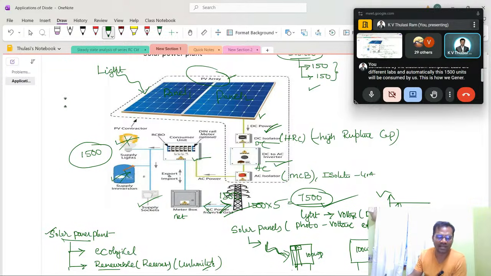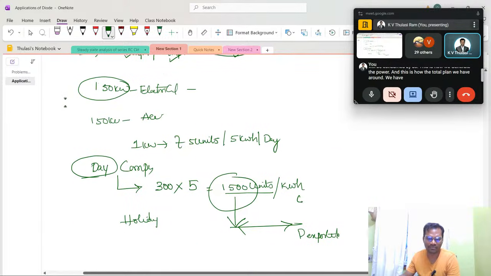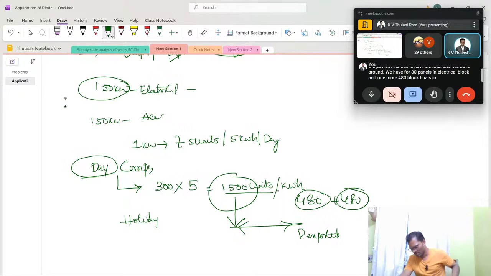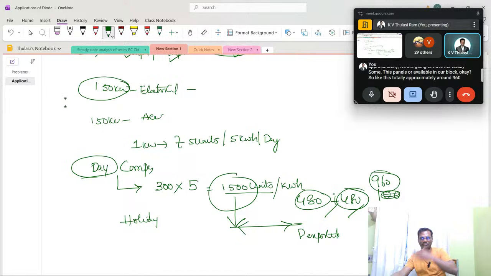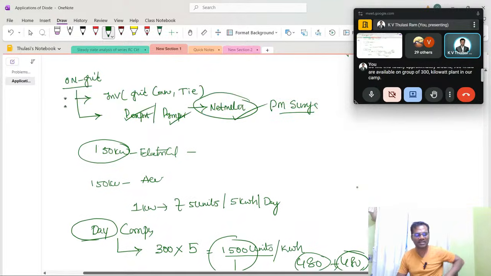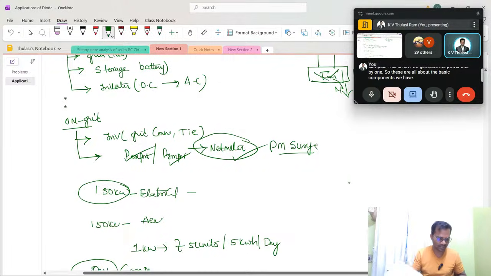This is how we generate the power, and this is how the total plant is set up. We have 480 panels in the electrical block, and one more 480 panels in the academic block. So approximately around 960 panels are available in our 300 kilowatt plant in our campus. This is how we generate the power. These are all the basic components we have in a solar power plant.